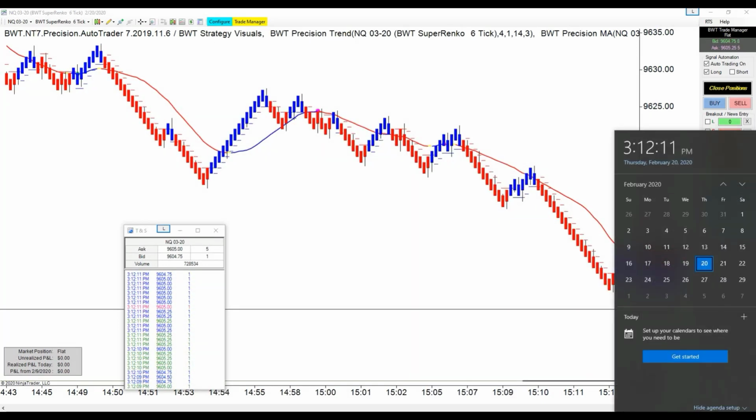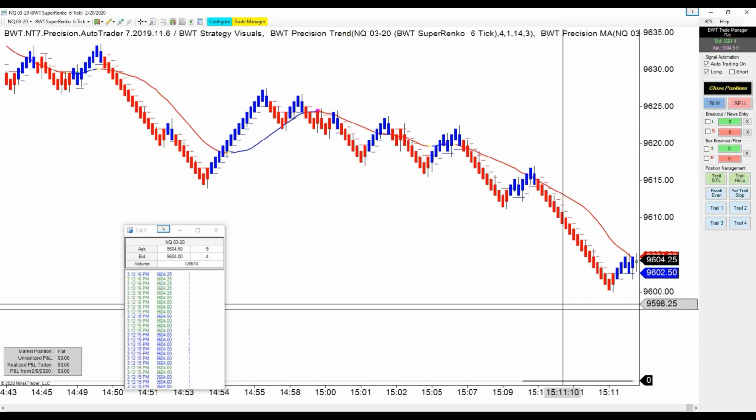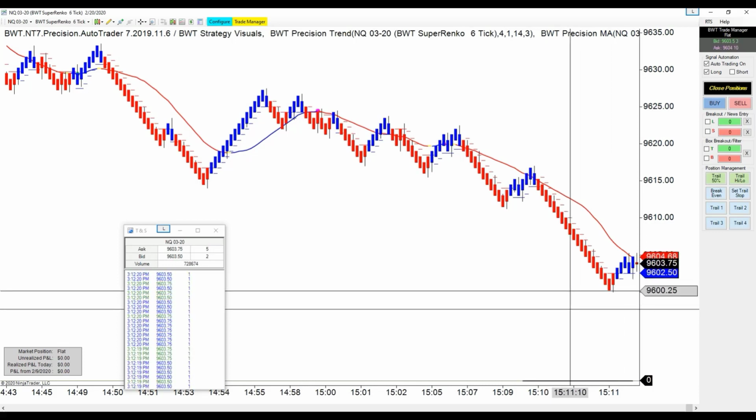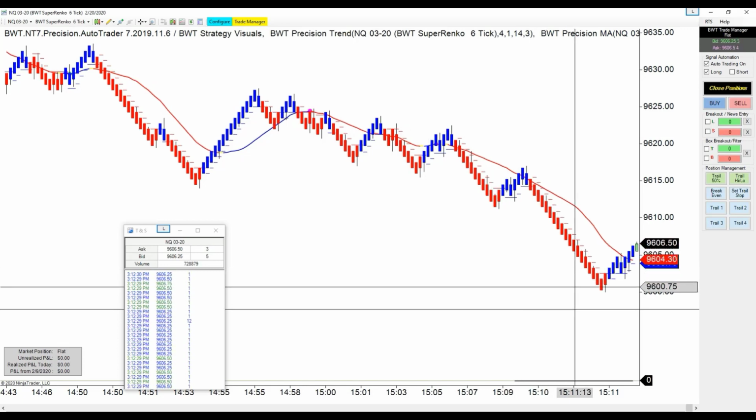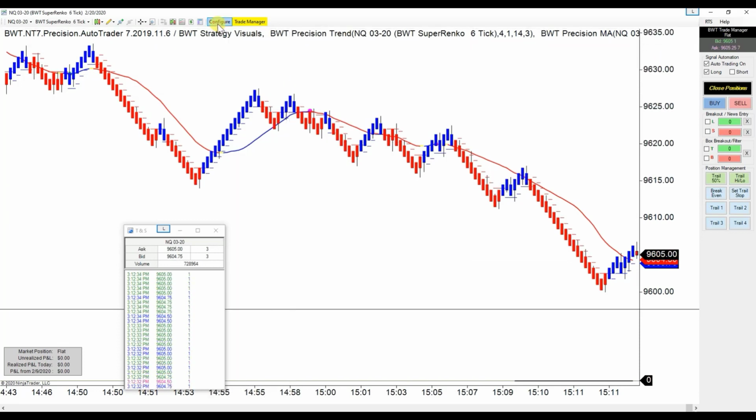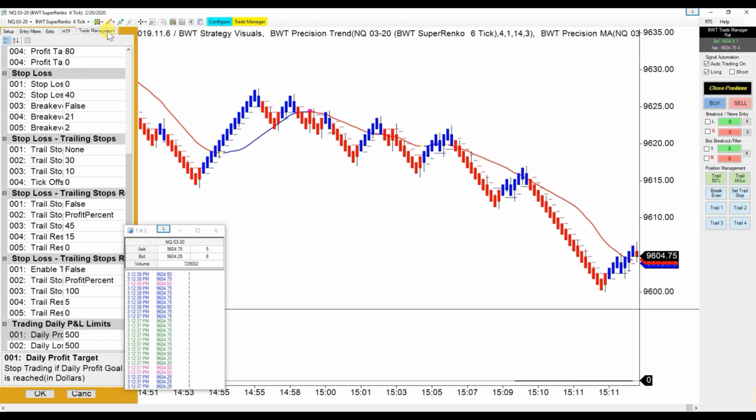All right, February 20th, 3:12, getting late, but I want to see if I can catch a long right off the zone of 95.95. They stopped right at 96.00, which of course is not unexpected. I want to see if I can catch a long here toward the end of the day on this Super Renko 6 with a $500 target.